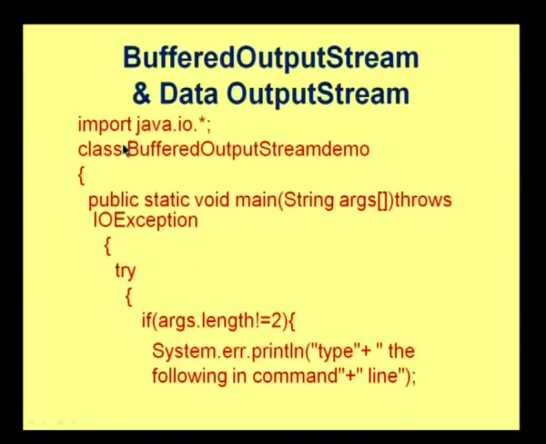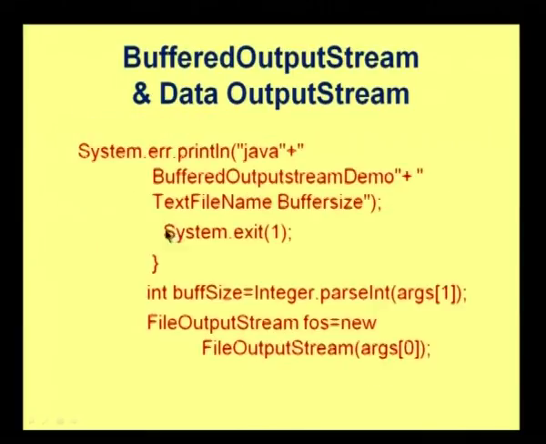This stream helps you in writing primitive data to a particular device or communication media. We have a demo program here. You can see in the main method I have a set of arguments, two arguments. Now I am going to have a buffer.